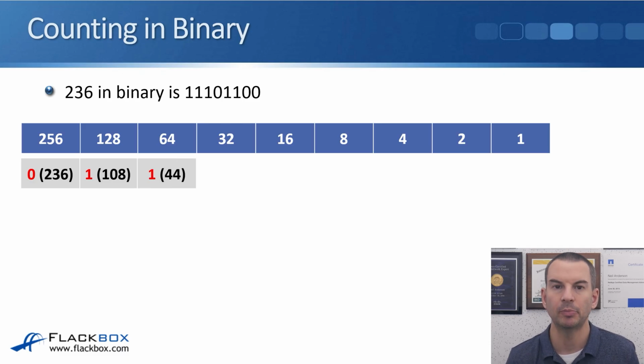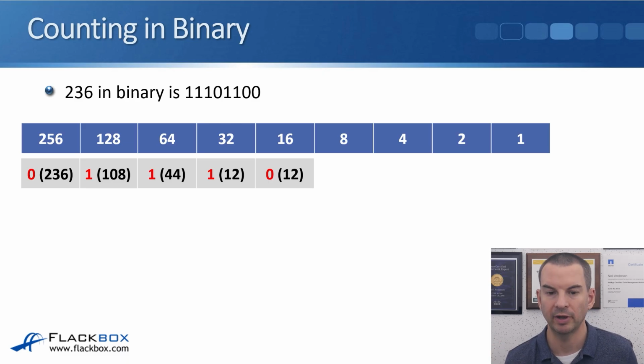Yes, it does. So we put down a 1 and we've got 44 left over because 108 minus 64 is 44. Next up, does 32 fit into the 44 that was left over? Yes, it does. So we have a 1 again and we've got 12 left over now. Next up, does 16 fit into 12 or not? No, it doesn't. So we put a 0 down and we've still got 12 left over.